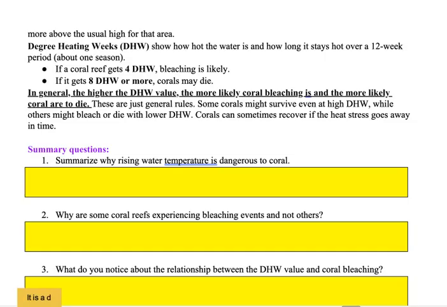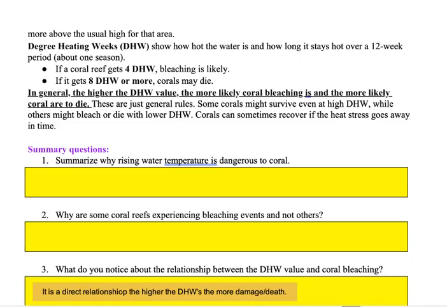It is a direct relationship. The higher the DHWs, the more damage. And I'll put death. I don't remember what I put exactly before, but it's the same thing. All right, get that down and then we'll continue.